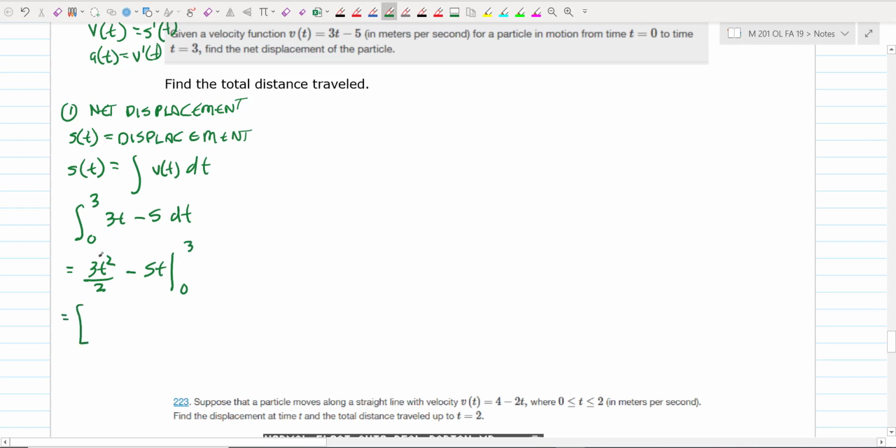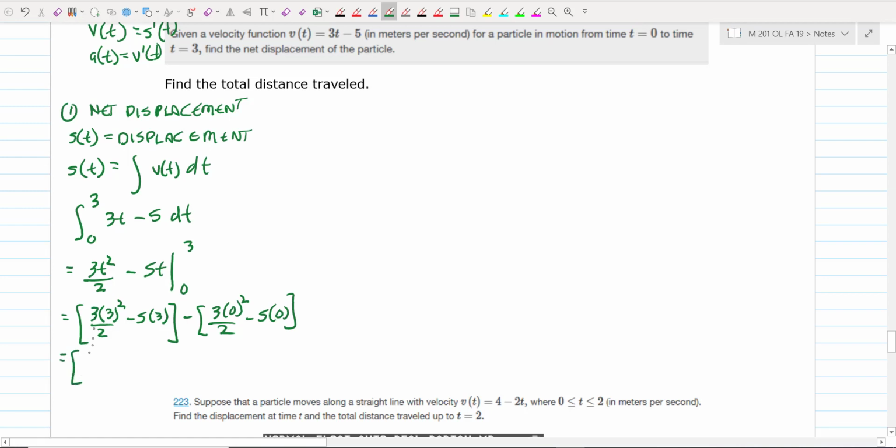We're going to evaluate 3 first. So we have 3 times 3 to the second over 2 minus 5 times 3. Then we're going to evaluate at 0. So we have 3 times 0 to the second over 2 and minus 5 times 0. Okay? All right, let's work out the arithmetic.